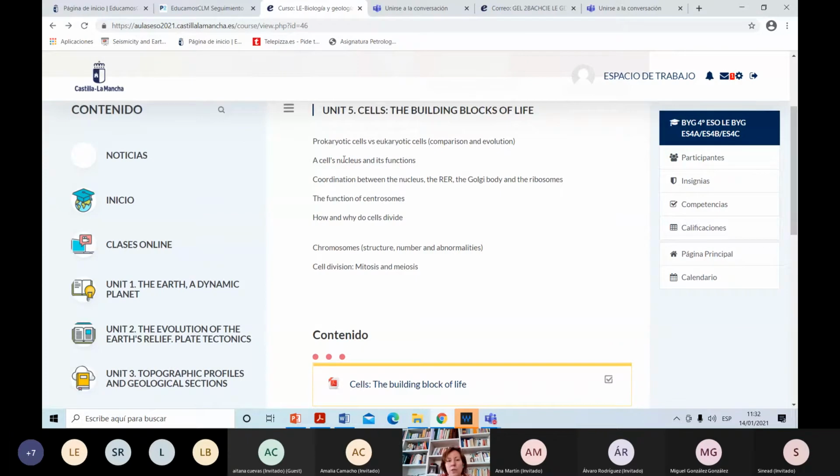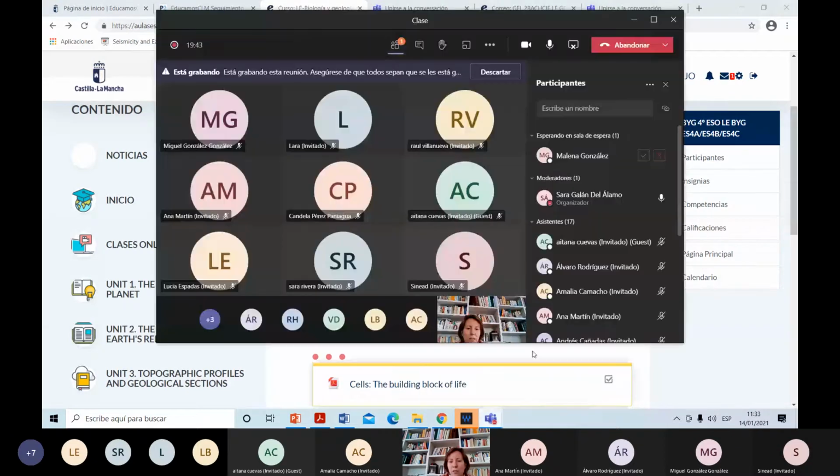Then, what is the nucleus of the cell? The parts and the function of each part, the coordination between the nucleus, the rough endoplasmic reticulum, Golgi body, and ribosomes, the function of the centrosomes, and how do cells divide and why they divide. All that is included in Unit 1, and we already saw all those sections before Christmas. We also started with this part, that is the last part of the unit, and it will also be included in the exam.